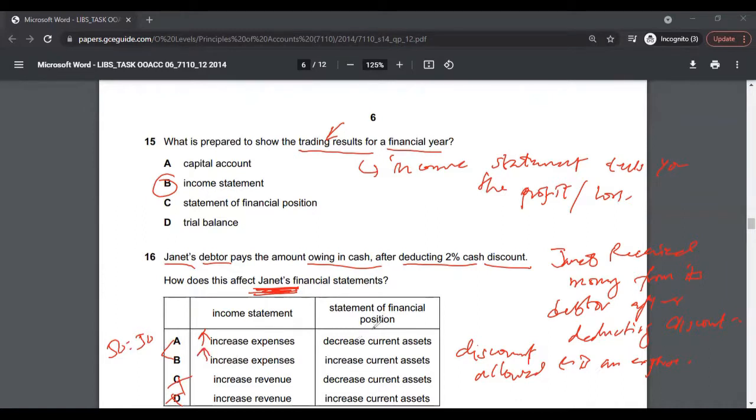Let's see what will happen to the statement of financial position. Trade receivable is an asset. Janet received money, so the asset is going to decrease. Therefore, the answer to multiple choice 16 is option A.